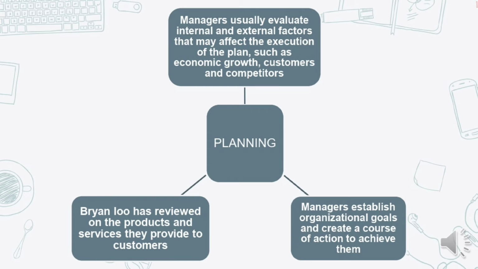Managers can brainstorm different alternatives to achieve the objective before choosing the best course of action. While planning, managers usually evaluate internal and external factors that may affect the execution of the plan, such as economic growth, customers and competitors. They also establish a realistic timeline for achieving the goals based on the finance, personnel and resource.